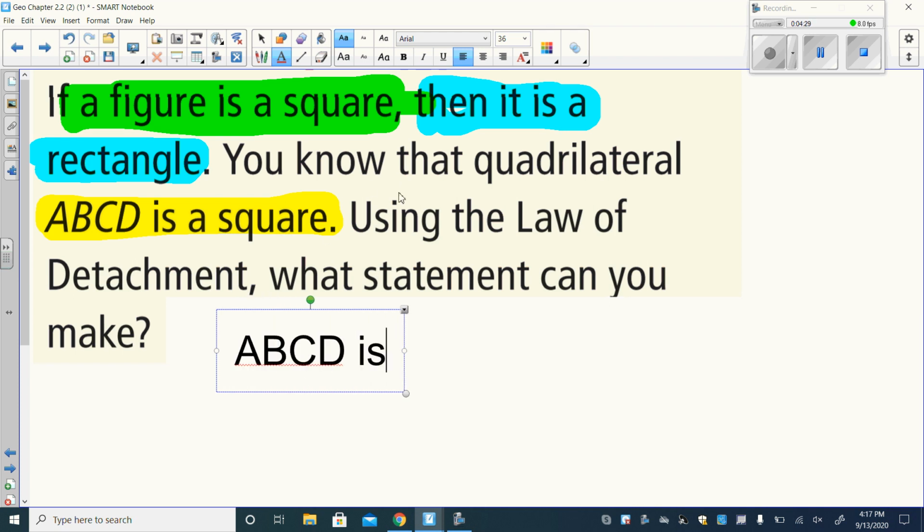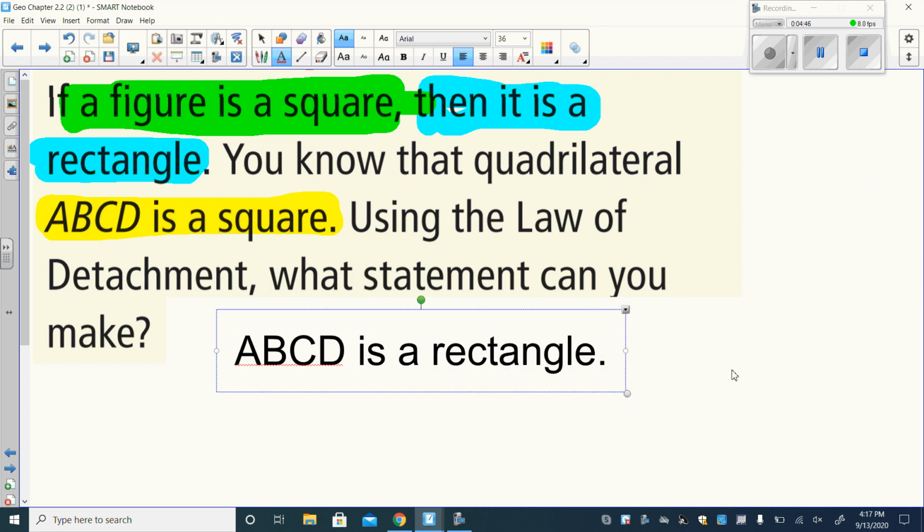Then it is a rectangle. So is the hypothesis true? Yes, we said ABCD is a square. If a figure is a square, ABCD is a square. So ABCD is a rectangle. Because the hypothesis was true. It said that it was a square. It is. Because ABCD, it says right here, it is a square.